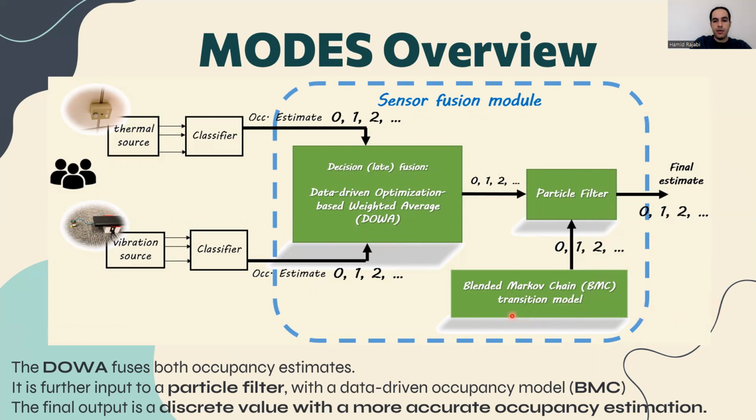This BMC, by the way, is already done in the literature, and it is not our contribution, but we are using it in this work. The final output of the process is a discrete value with more accurate occupancy estimation.